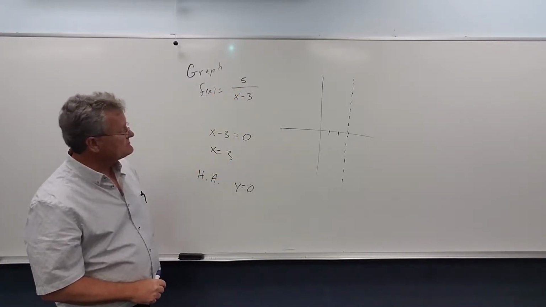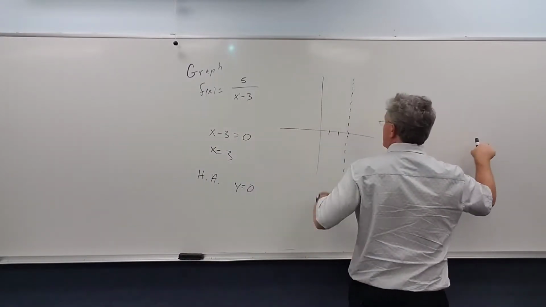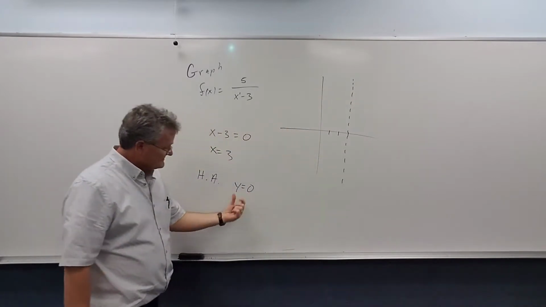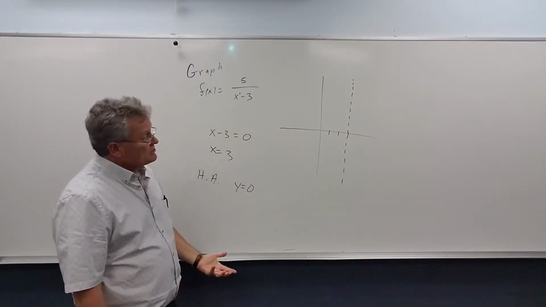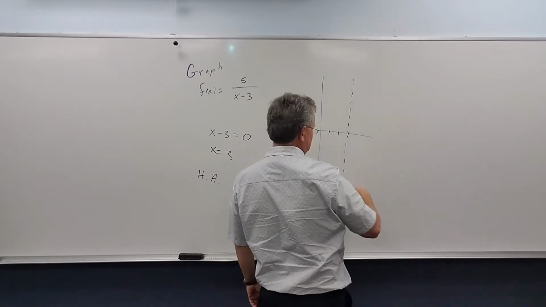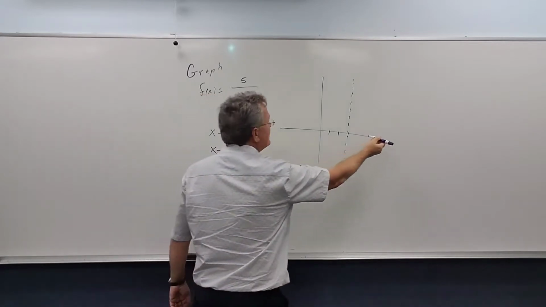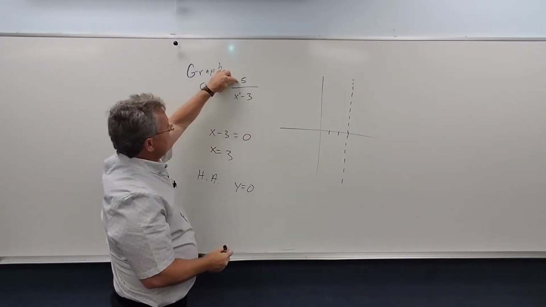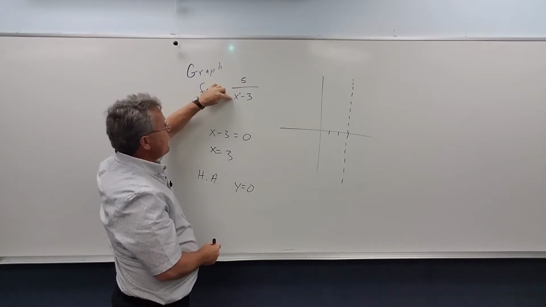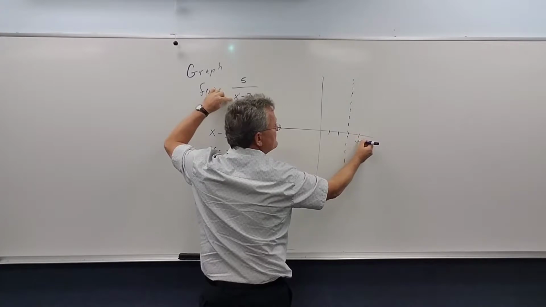Our vertical asymptote is at 3. So we know when we go down this way and this way, our graph is going to approach the x-axis, y equals 0. The question is, does it come up like this? Does it do this? Does it do this? What happens? So now we've got to look at the numerator, which is positive. What happens in the denominator when we approach 3?